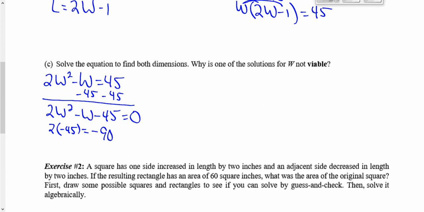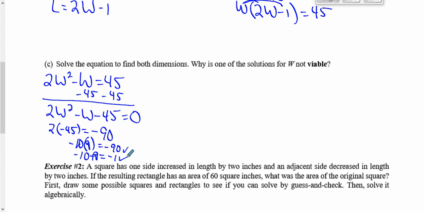It should be simple. Negative 10 and positive 9. Does that equal negative 90? I bet it does. And what's negative 10 plus 9? Yeah, that's my negative 1.